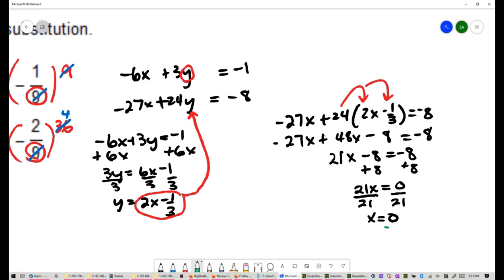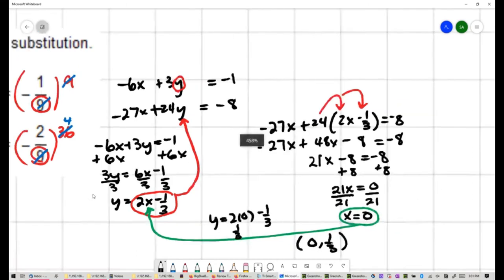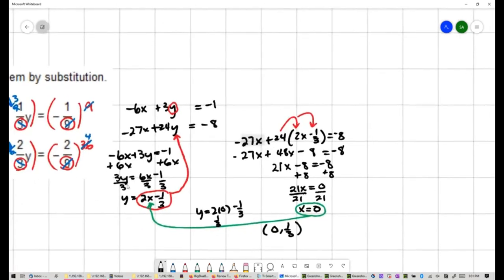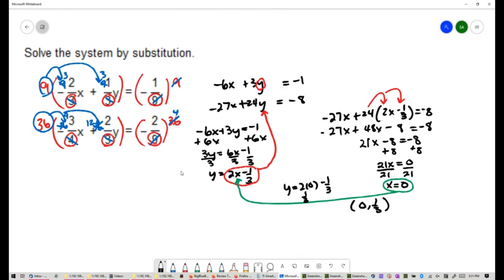Then I'll take this 0 and substitute it in for x to get y. y is equal to 2 times 0 minus 1/3, and that is negative 1/3. So we get a solution of (0, negative 1/3) for this system. Let me zoom out so we can see the whole thing. We cleared fractions and then used the substitution method to solve.